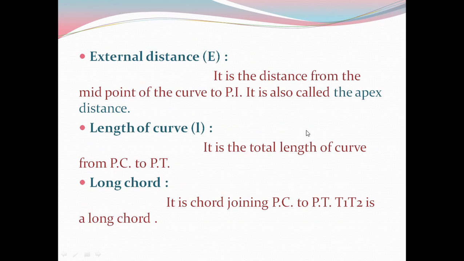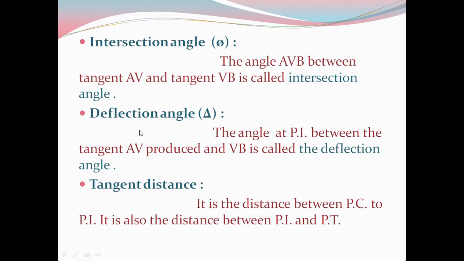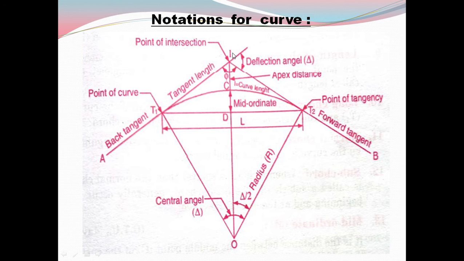Next one, external distance. It is the distance from the midpoint of the curve to PI. It is also called the apex distance. CI is called the external distance. It is also called the apex distance.